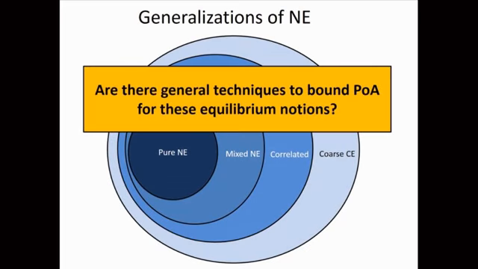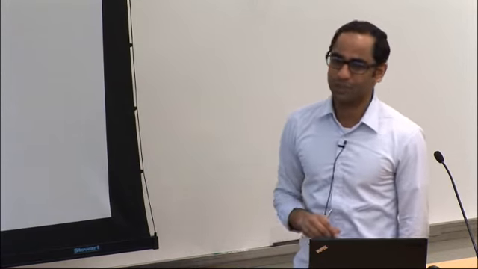And one of the fundamental questions I'm interested in is: is there a generic technique to bound the price of anarchy for these various equilibrium notions? Is there a common technique which we can use? A lot of techniques have been developed in the literature, but is there some unifying technique for bounding the price of anarchy?